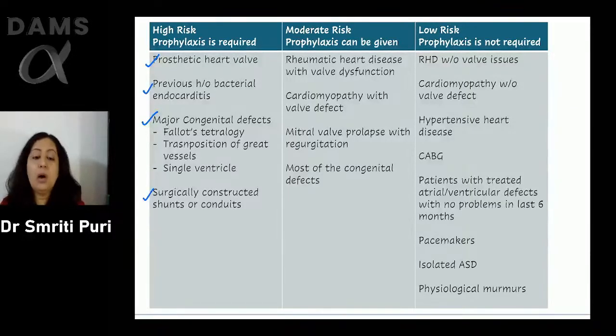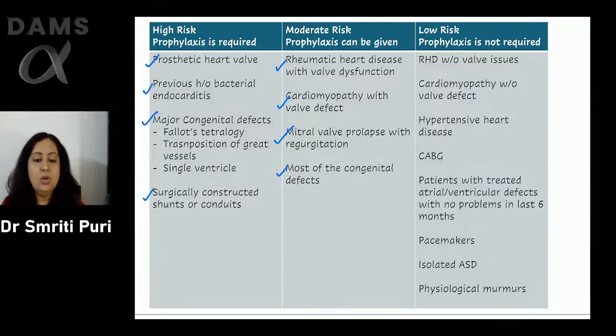Now coming to the moderate risk category where also prophylaxis has to be given: rheumatic heart disease with valve dysfunction, cardiomyopathy with valve dysfunction, mitral valve prolapse with regurgitation, and most of the congenital defects, like congenital heart defects especially. Okay, so they come under moderate risk.